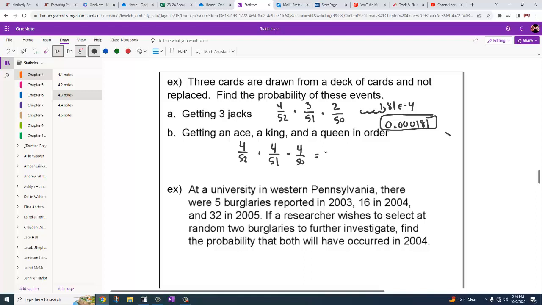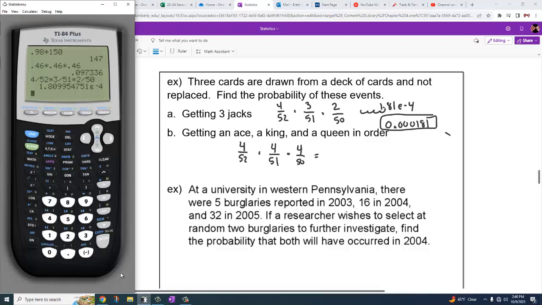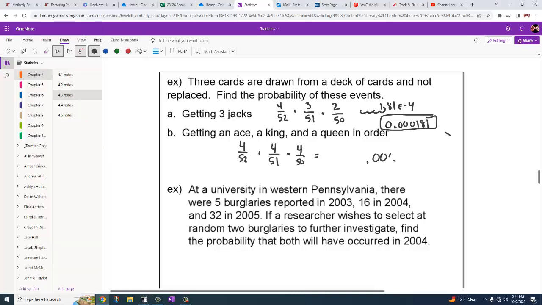And so this probability, because they're different cards instead of being jack each time, does make it a little bit easier to get all of these. We've got 4 out of 52 times 4 out of 51 times 4 out of 50. If we calculate that, still a small number, 4.83 e negative 4, which would be 0.000483. Still a very, very small number.